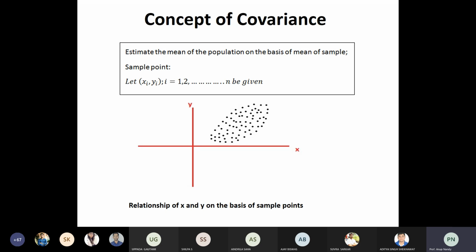Now what you have to do is estimate the mean of the population on the basis of the mean of the sample. Actually, in statistics, you have to estimate the mean of the population on the basis of the mean of the sample. Okay, so you have to do that. Now here the sample points are xi, yi. You simply take xi as all the values of the height of a person, and yi is the weight. Okay, so now you are trying to find the relationship between xi and yi.